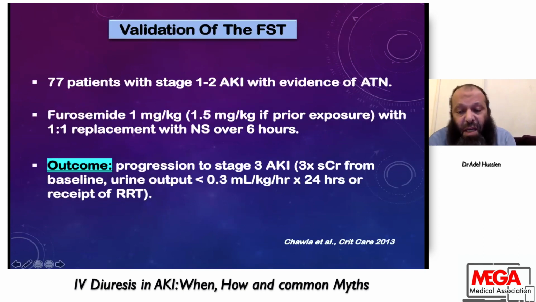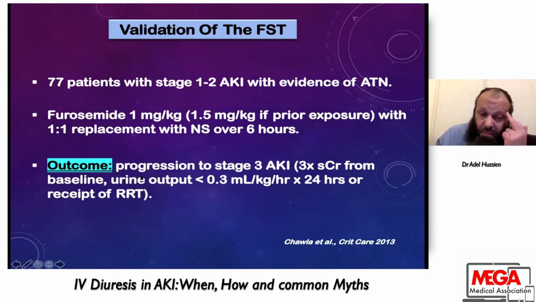There was a study in 2013, Koyner et al. They included 77 patients with stage 1 to 2 AKI with evidence of ATN. So those patients have ATN. They gave furosemide 1 milligram per kg, increased to 1.5 milligram if the patient had prior exposure. So they classified the patient as either de novo or previously exposed to diuretics, with 1-to-1 replacement of normal saline over 6 hours.